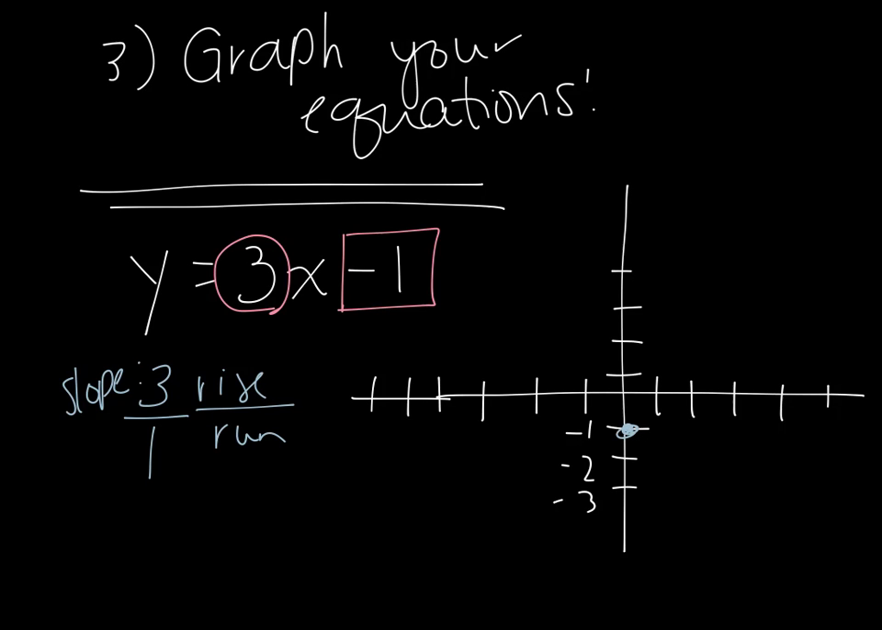I'm going to start here. Rise 3, 1, 2, 3, and go 1. Rise 3, 1, 2, 3, and run 1. And there's the slope of my line. And I'm correct, it's going to be a positive slope, right? So that is how I graph my equations.